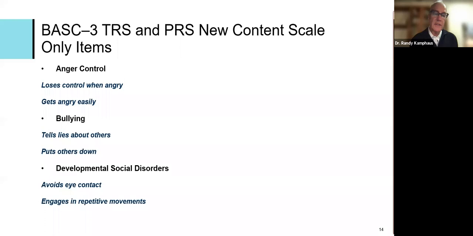Thank you. This is some of the sample content on the TRS and PRS content scales, bullying. And what we did with the BASC-3 is we added a considerable number of new items in order to strengthen the content scales. So some of these scales were around on the BASC-2, but they didn't have dedicated item content, and we significantly strengthened them. By that, I mean we covered the full symptomatology associated with some of these content scales, like developmental social disorders, for example, where you'll see some additional content there that's unique to that scale.